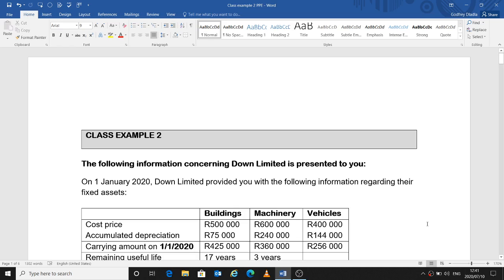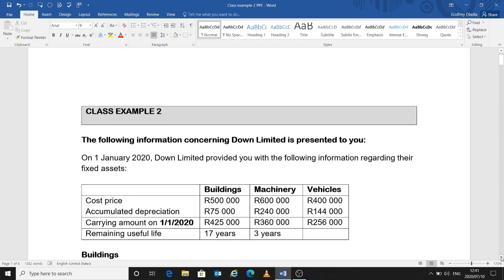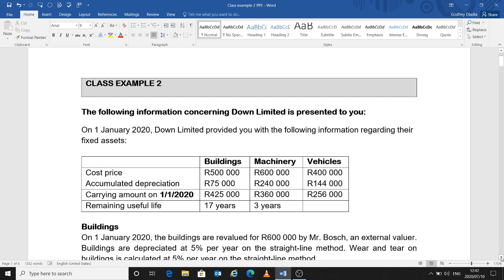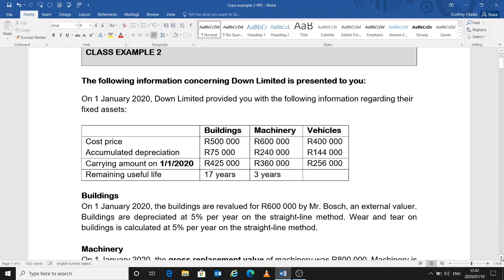What I've done in this class example, I've changed the intentions from class example 1 so that you can see what will happen if the intention has changed in regard to each item and how you are going to treat them. Now, some of the figures have not changed, the ones that are in class example 1, but some have changed. You will notice a few.